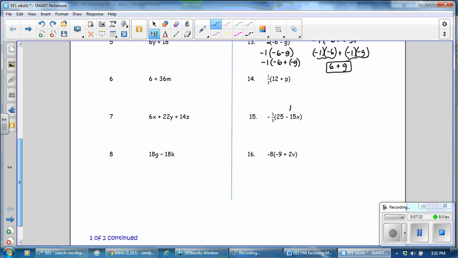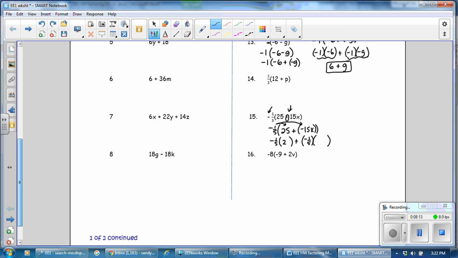Here I want to rewrite the subtraction as adding the opposite. And I have a negative sign, so I need to be careful on this problem. So I've got -1/5, and I'm going to rewrite 25 minus as plus a negative 15x. So those are equivalent. All I've done is use the rule of subtraction to change subtraction to adding the opposite. Now I'm going to draw an arrow from each of the terms to the -1/5. So now I've got -1/5 times the first term plus -1/5 times the second term.